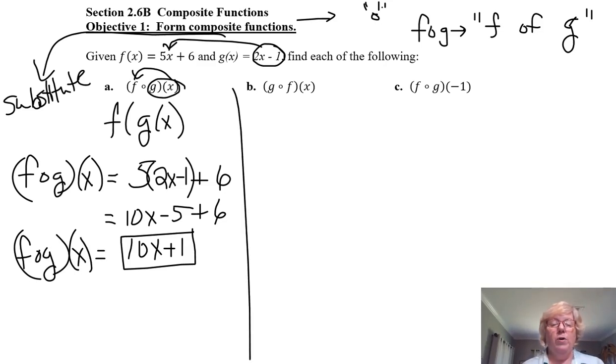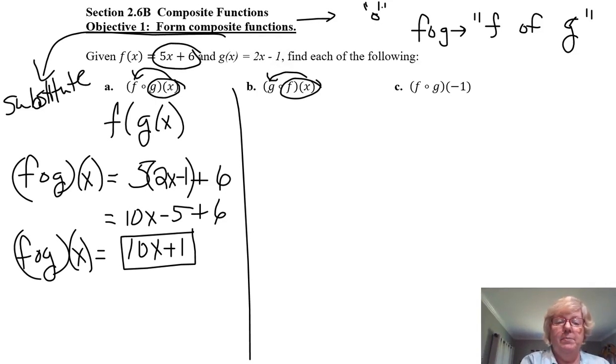Now, I said the order does matter. Here in example B, the letters are reversed. Remember though, you always use the second letter, which is the second function. That one gets substituted inside the first function. So when I look at this with my terms up here, this time I'm going in the opposite direction. I'm taking the 5x plus 6, and this time I'm plugging it into the G function, because the F of X gets substituted into the G.